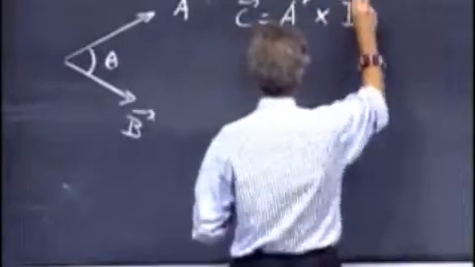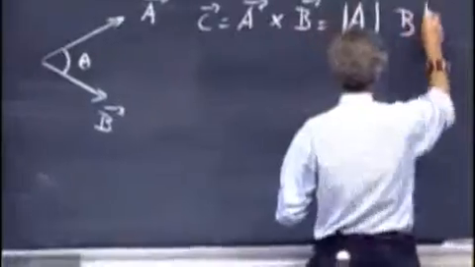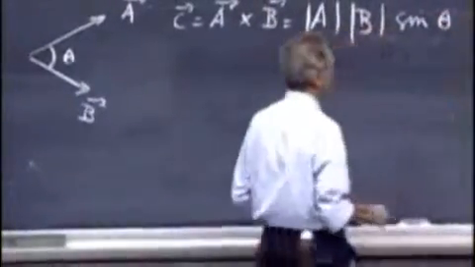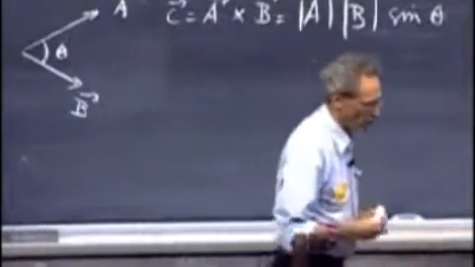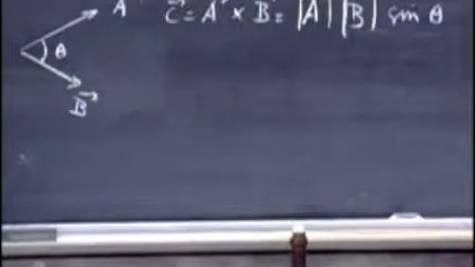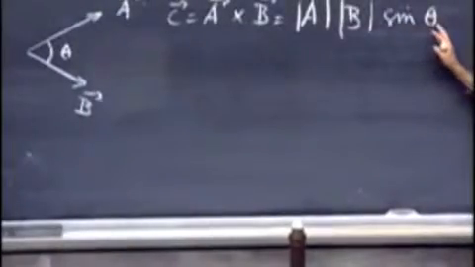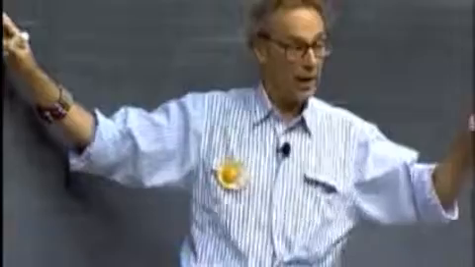equals A cross B, which is the magnitude of A times the magnitude of B times the sine of theta. Not the cosine of theta as we had before with the dot product. It is the sine of theta. So you can already immediately see that this will be 0 if theta is either 0 degrees or 180 degrees, whereas the dot product was 0 when the angle between them was 90 degrees.